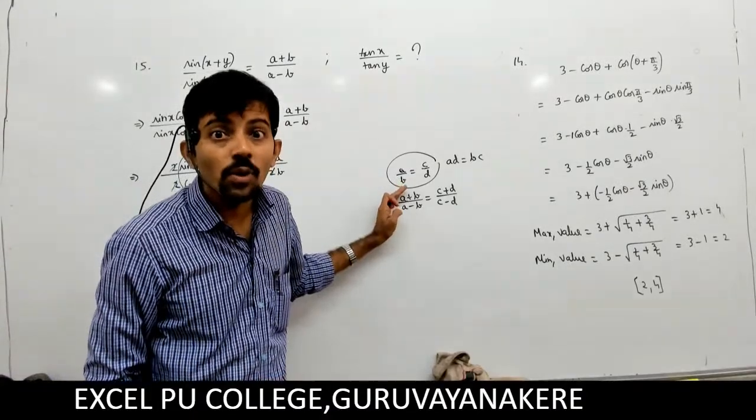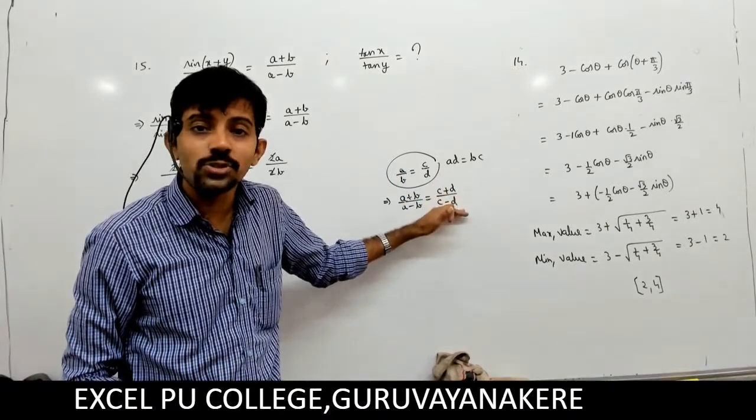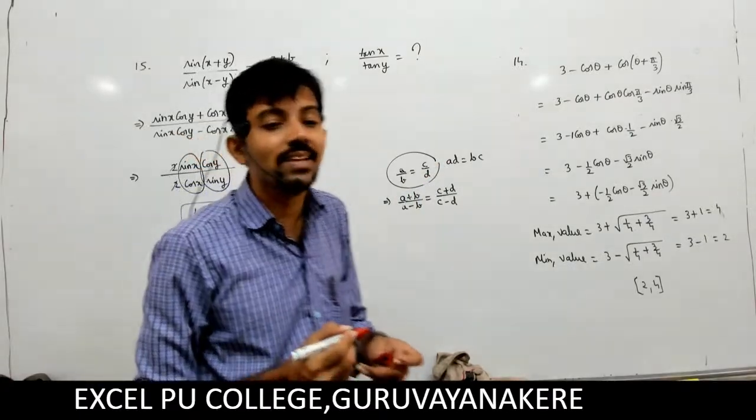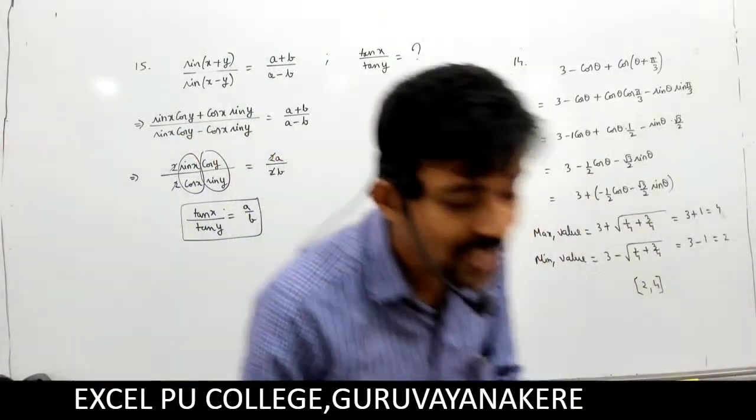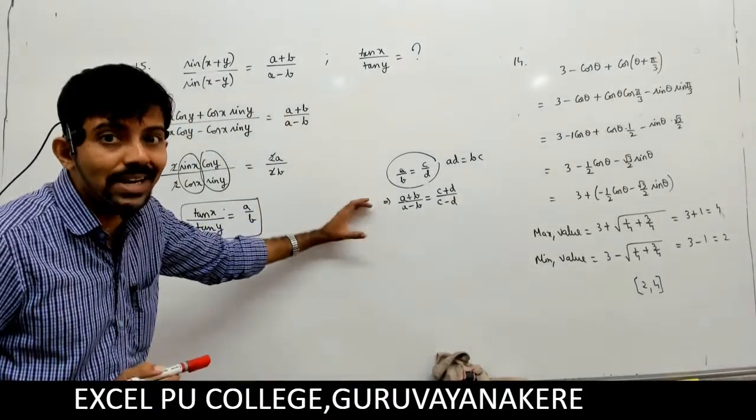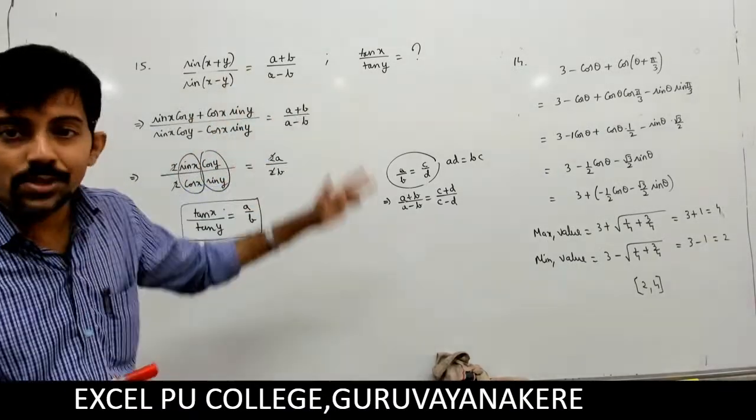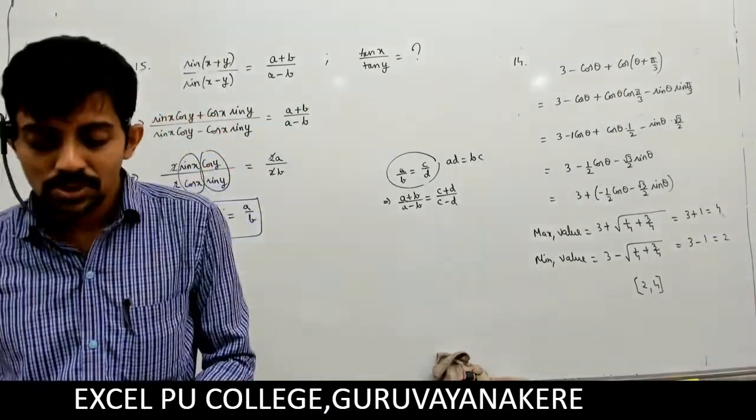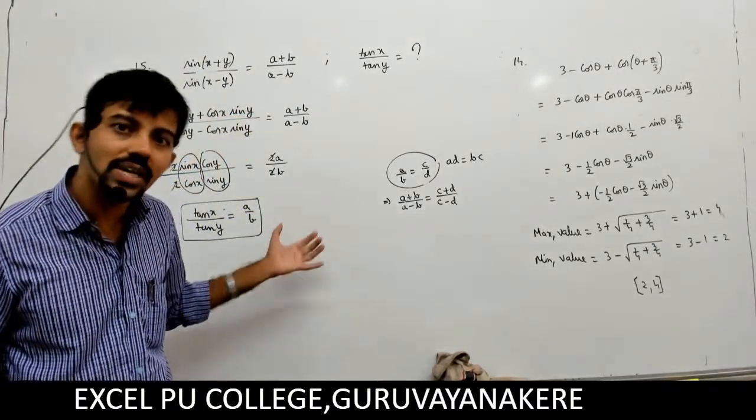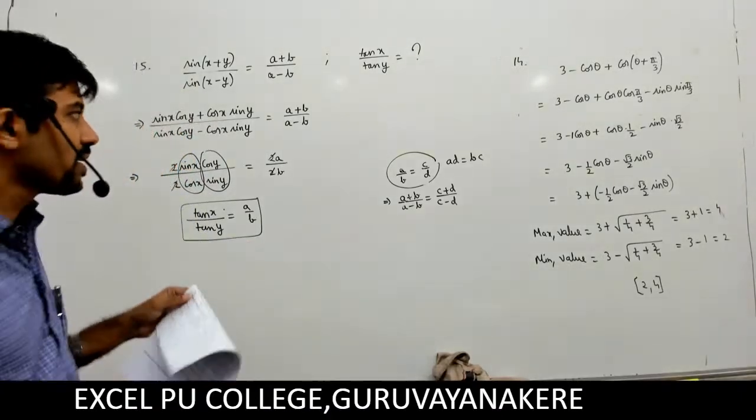It's called the componendo and dividendo property of ratio. a/b = c/d is equivalent to (a+b)/(a-b) = (c+d)/(c-d). It's equivalent. Is that clear? Learn this property of ratio. Please work out whatever I do once again so that you practice. After practicing these questions, you practice similar type of questions. Then only it is useful. Okay?